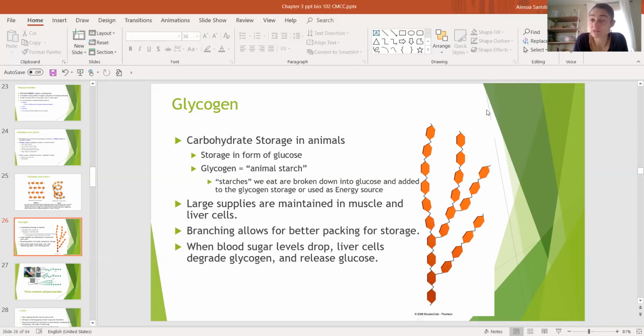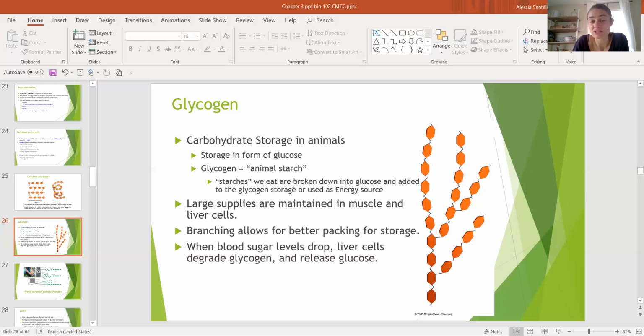Okay, so we need these energy reservoirs because our bodies are saving it. They know that sometimes we go into survival mode, and we'll need to tap into these reservoirs. And so our carbohydrate storage in animals is known as glycogen. This is something that we usually find in the liver and in our muscles. So our glycogen gets deposited in the liver and in our muscles. It's basically known as animal starch because it acts the same way.